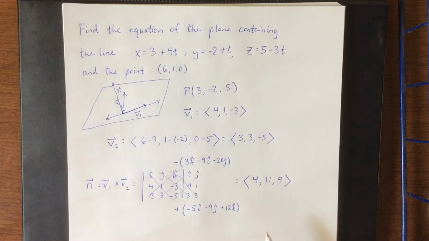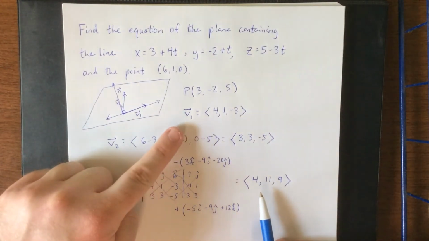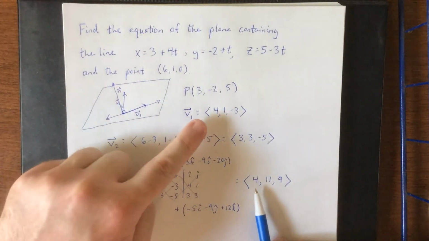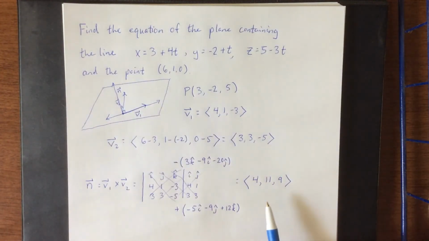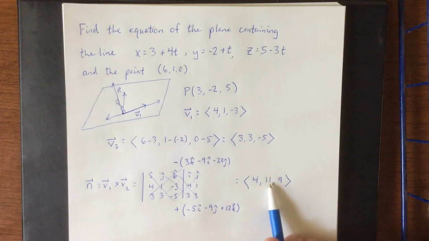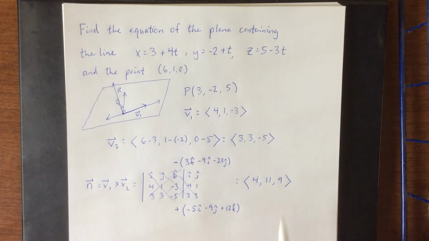Of course, you can check this answer by doing a quick dot product of this vector with either of the original two vectors. That's 16 plus 11 minus 27. That is, in fact, 0. And then 12 plus 33 minus 45. That is 0 as well.